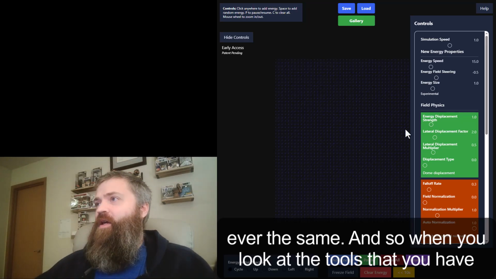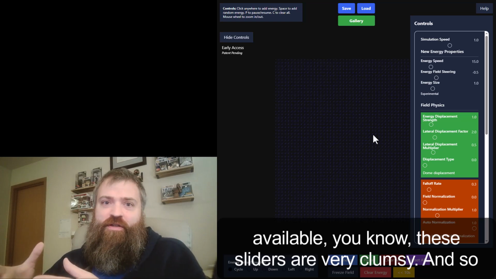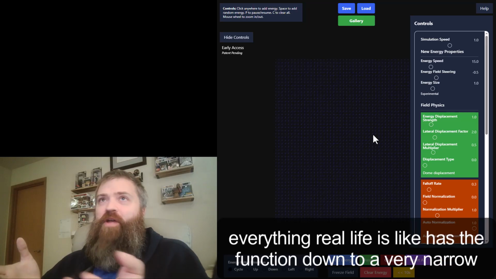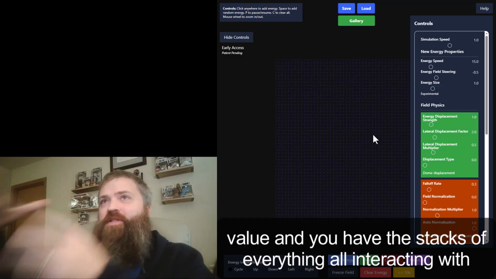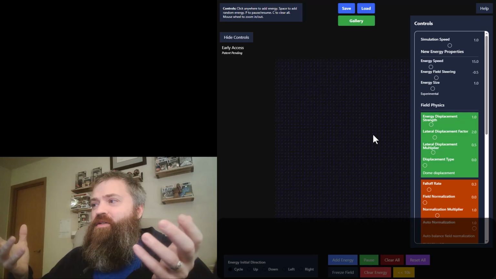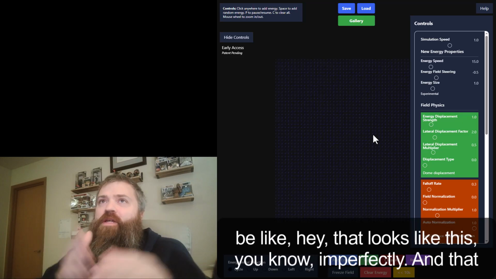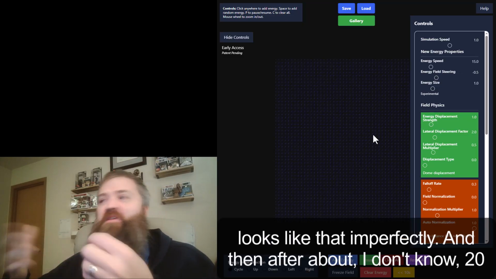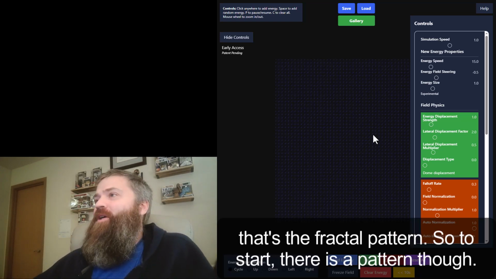And so when you look at the tools that you have available, these sliders are very clumsy. They wouldn't reproduce anything like real life, because everything in real life has to function down to a very narrow value, and you have these stacks of everything all interacting with each other. So you're not going to reproduce things as you know them, but you're going to see things and be like, hey, that looks like this, imperfectly, and that looks like that imperfectly. And then after about 20 to 40 times of seeing that kind of stuff, you start going, yeah, okay, that's the fractal pattern.